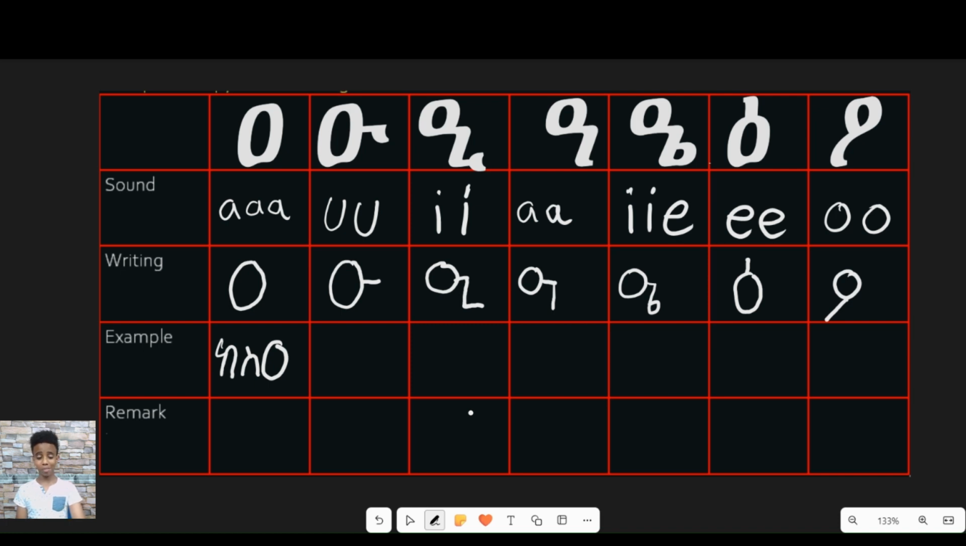Our second example is made up of the letter Ru. And the example we have for the letter Ru is Ruf. Ruf in Tigrinya means bird in English.